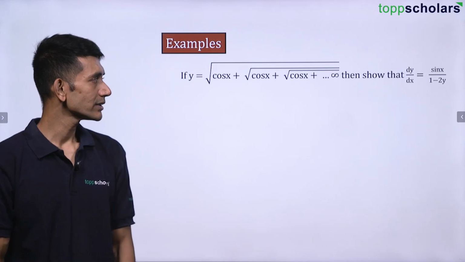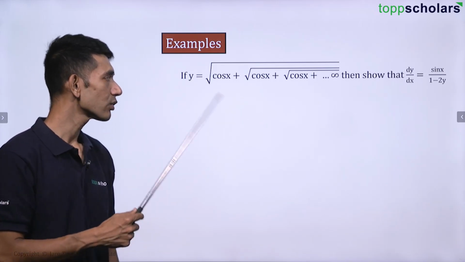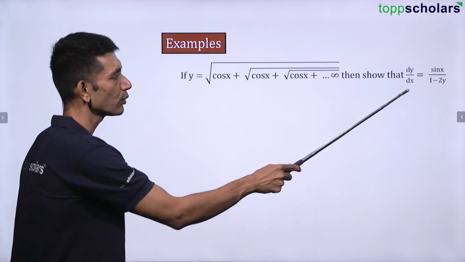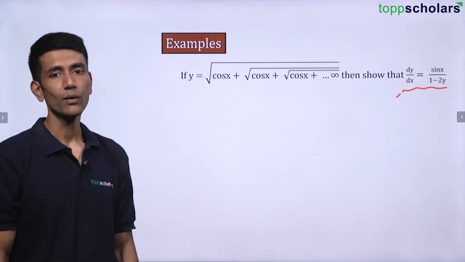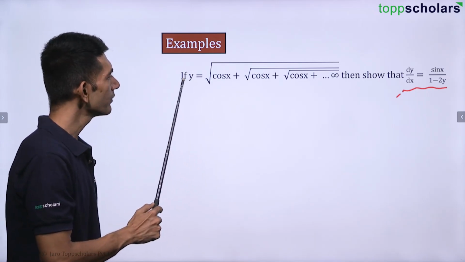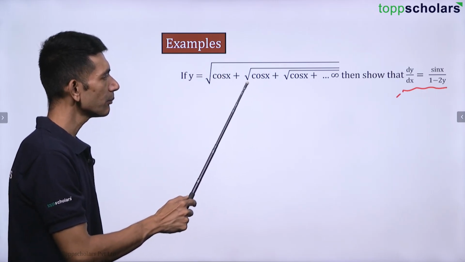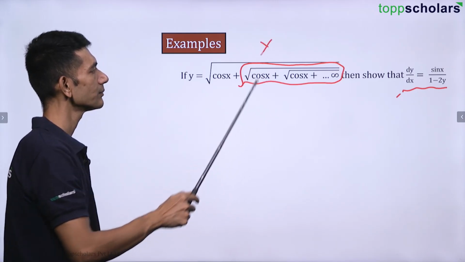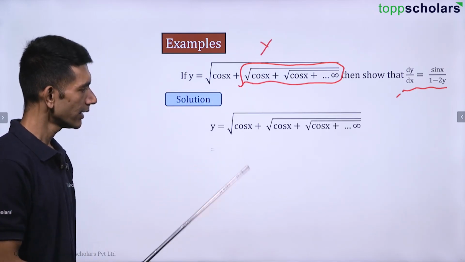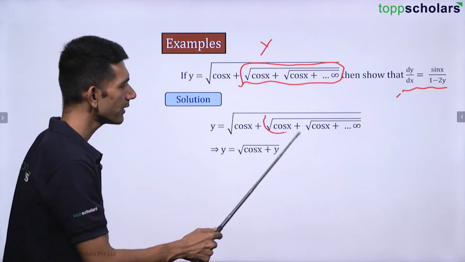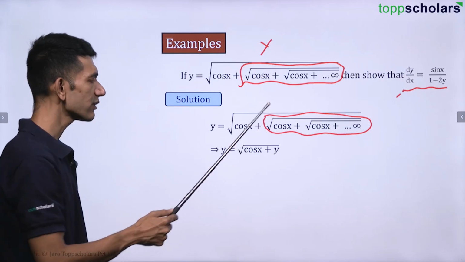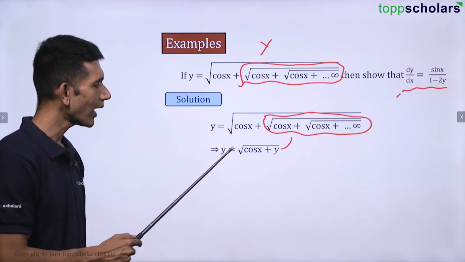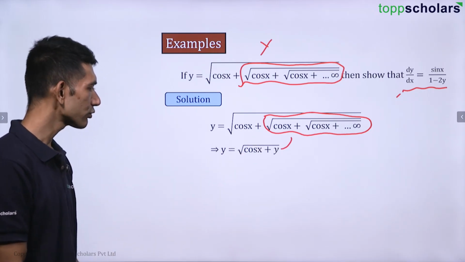Now this is a very interesting question. Observe this very carefully. We have y is equal to under root of cos x plus under root of cos x plus, and so on. So this is getting into a loop. We are supposed to prove that dy by dx is equal to sin x by 1 minus 2y. Now see, y is equal to under root of cos x plus, and if you see, this loop is repeating, right? Can I say this itself is y? So what will happen here? If I focus on only this part, this is y, no? Under root of cos x plus till infinity. So this becomes y. Now y is equal to under root of cos x plus y.